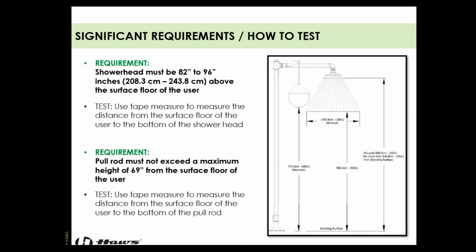The shower head has to be 82 to 96 inches above the floor, anywhere in that range, and that's for the outlet of the water. And that's making sure that if it's too high, if it's above 96 inches, the shower flow pattern might be too wide and not rinse your body correctly. If it's too low, it's going to be too narrow. So same issue, it's just going to be more focused and not cover you entirely. So make sure 82 to 96 inches.